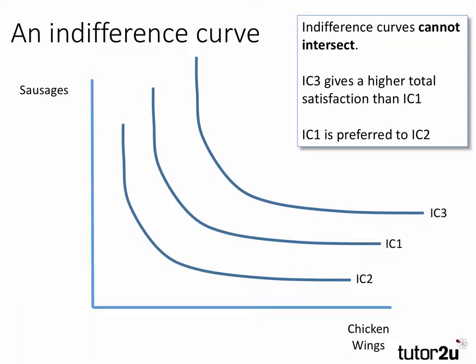Now, crucial point, indifference curves in conventional theory cannot intersect. Indifference curve IC3 is further out from the origin. That gives greater satisfaction than IC1, but IC1 is preferred to IC2. So perhaps a simple rule of thumb is that the consumer is looking to try and reach the furthest possible indifference curve from the origin, assuming that consuming sausages and chicken wings gives you positive satisfaction or utility.